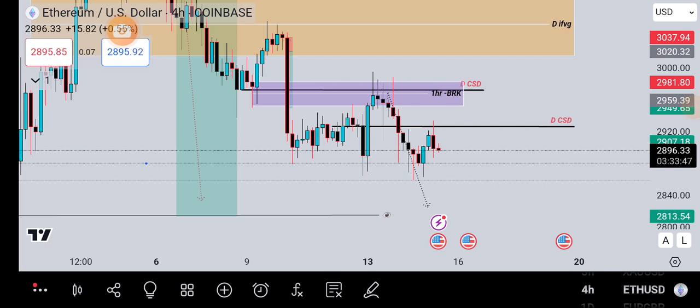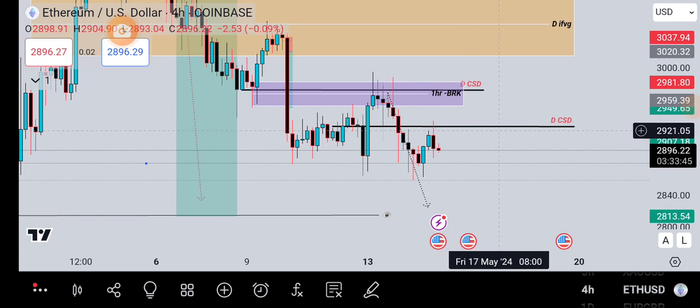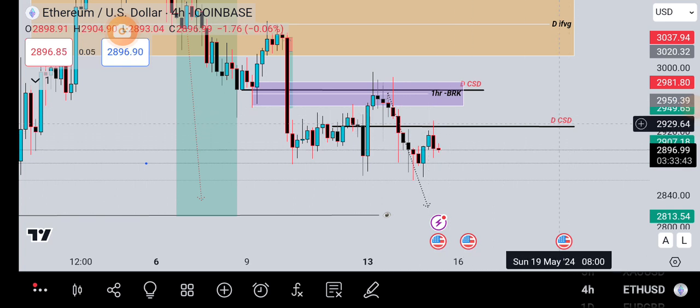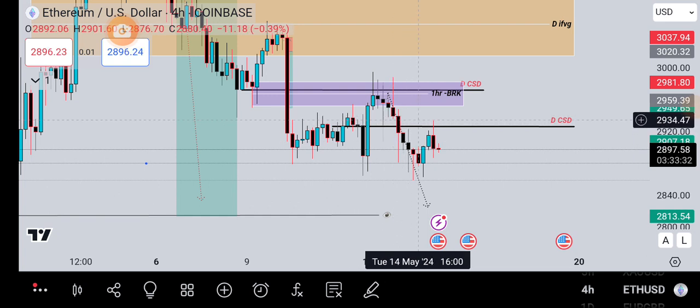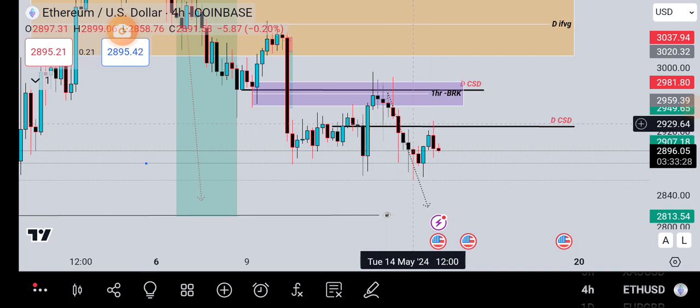So inside the 4 hour time frame, you can see we had this reaction of this daily change in state of delivery, paired with this fair value gap from this candle's low to this candle's high. It has been filled, not fully filled, but the market has tapped into this fair value gap.